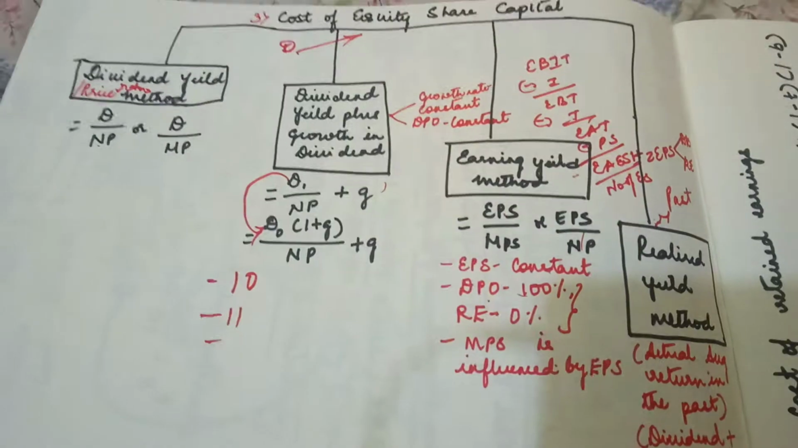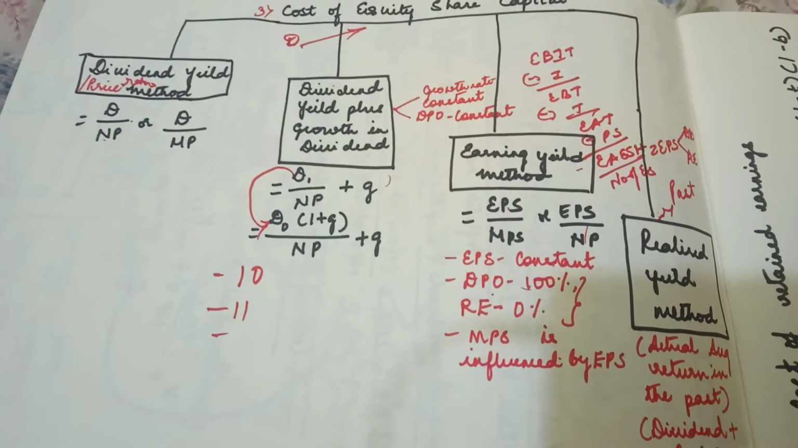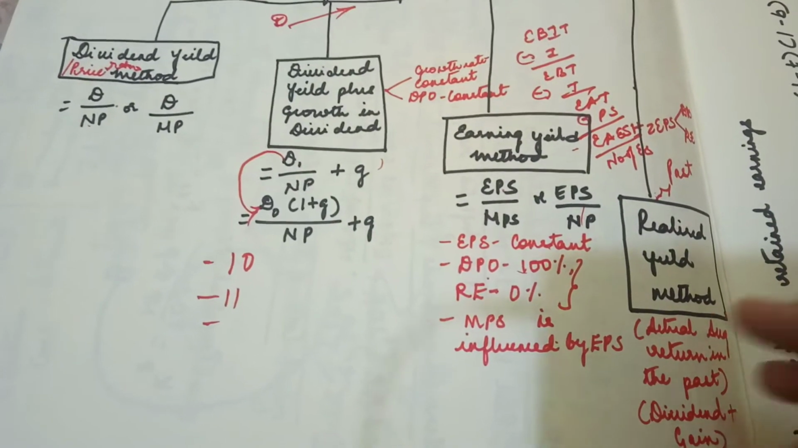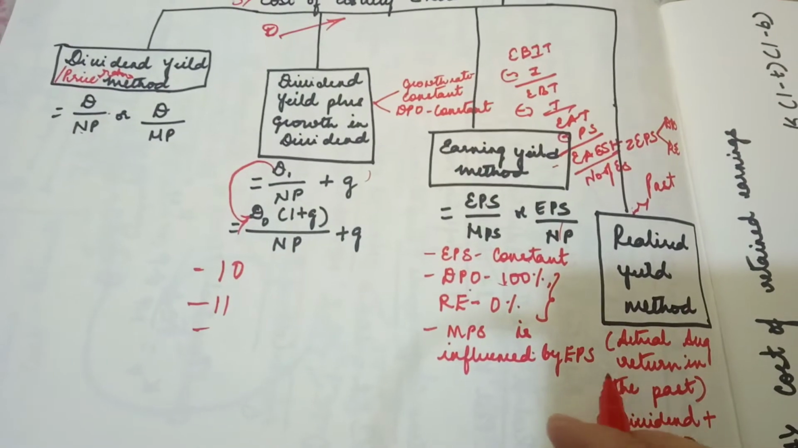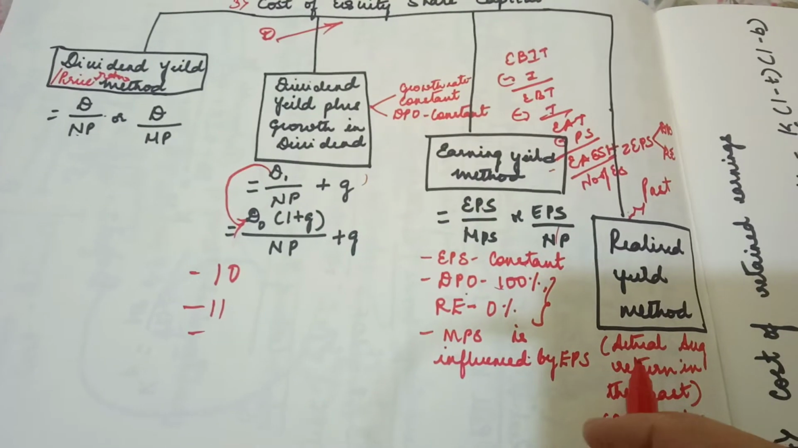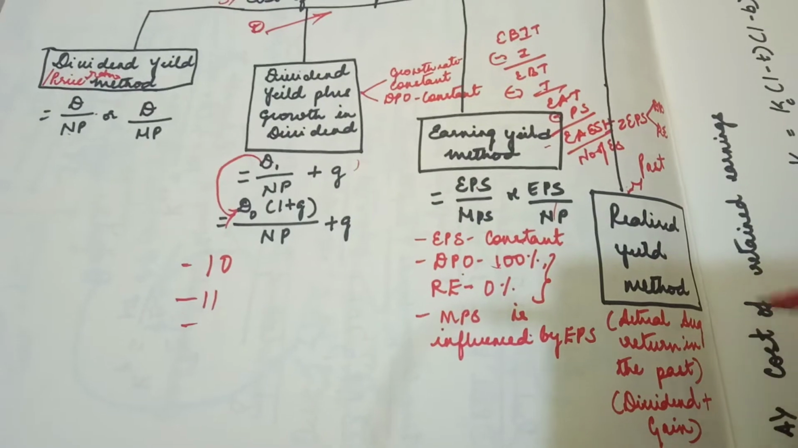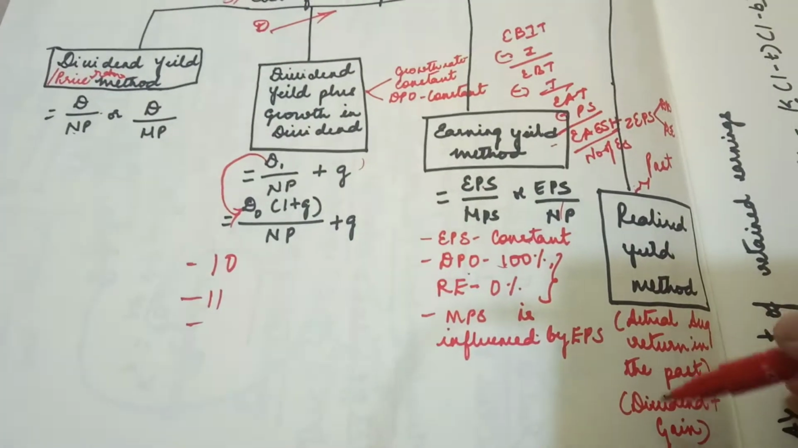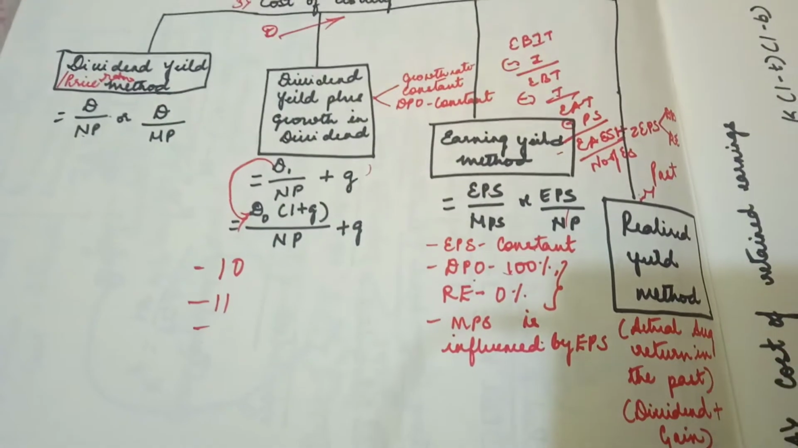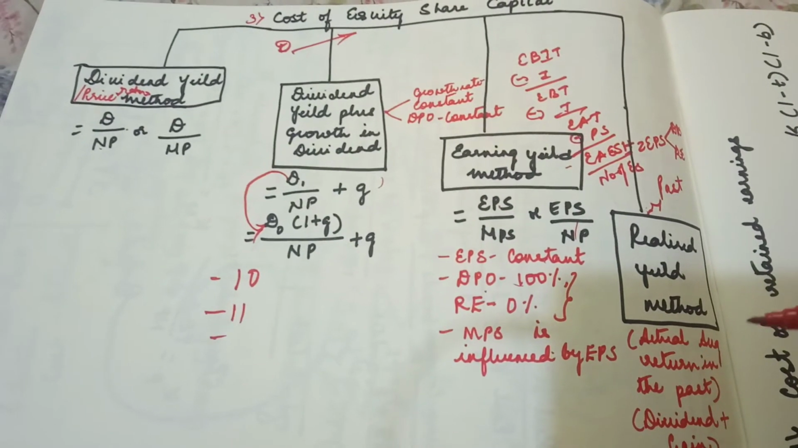What you have got already earlier, whatever you have received, that is taken as the basis. So the realized yield method will be the actual average return which you have got in the past, and it will be dividend plus gain, both are considered. What is this dividend plus gain?